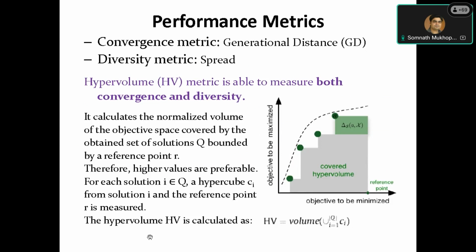For performance, we can use hypervolume for measuring both convergence and diversity. When it is a single fitness value, we calculate the distance. When it is two-dimensional, we calculate the area. When it is more than two-dimensional, we calculate the volume. This is one example by which the hypervolume can be used for measuring convergence and diversity. The more the hypervolume, the better the solution.